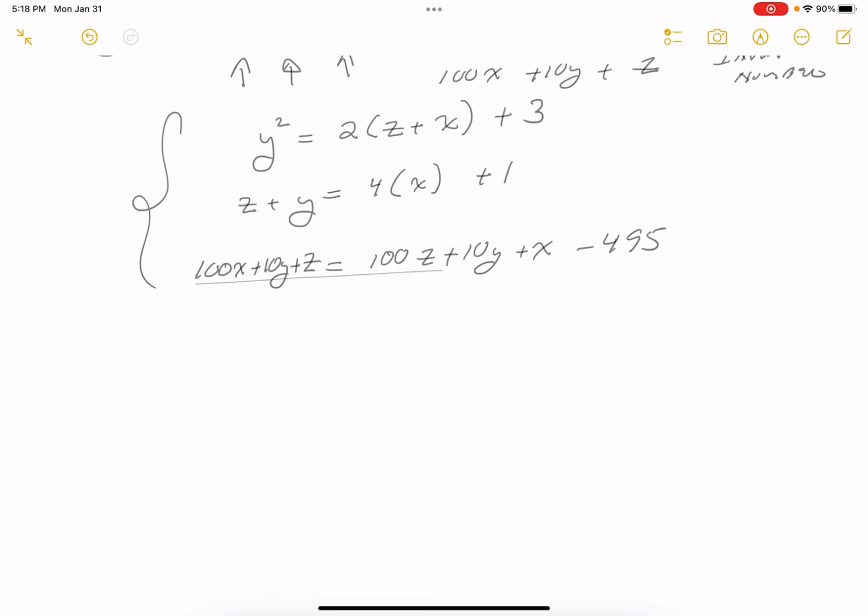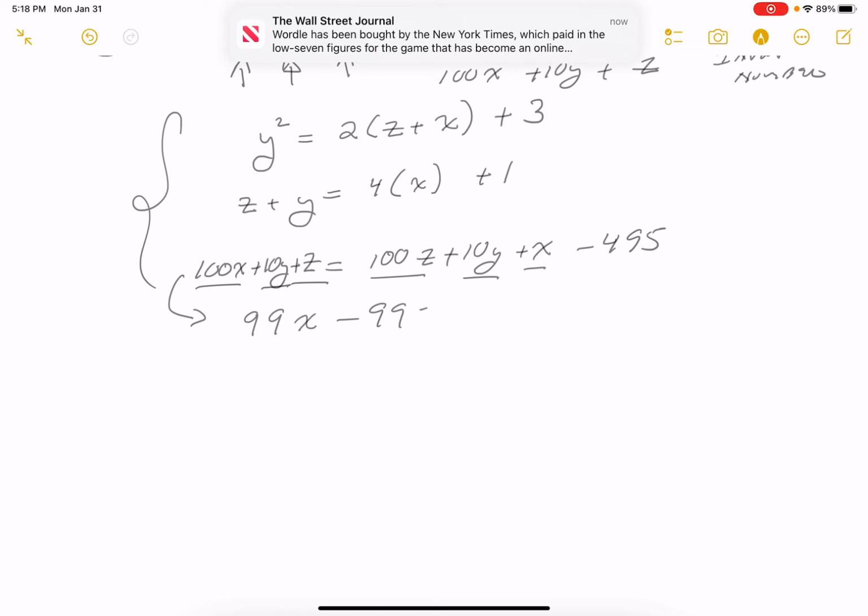Looking at the third equation, I get 99x, right? I'm just taking x from both sides, and 10y from both sides, that disappears. And then I get 99x minus 99z. Isn't that convenient? And that's minus 495.